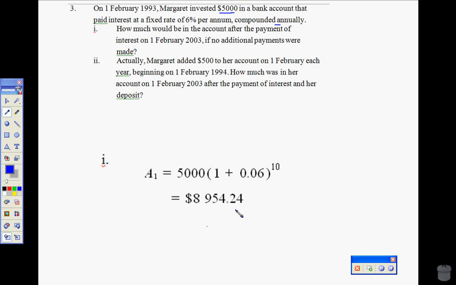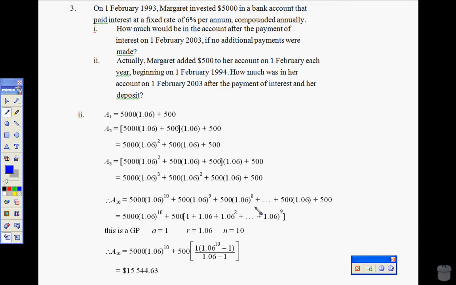Now, what is in fact happening is that on top of that $5,000 that Margaret invested in 1993, she adds $500 to her account on the 1st of February each year, beginning 1st February 1994, and she does that up until the 1st of February 2003. Then how much is in it immediately after she puts that last deposit in? It's a bit different again, this question. So you really have to understand what's happening. When is the amount being put in? At what time? Does it get interest? How much interest does it get? So we've got to be really careful.